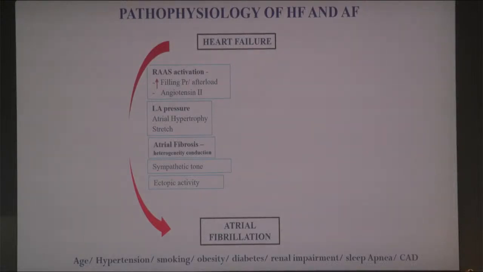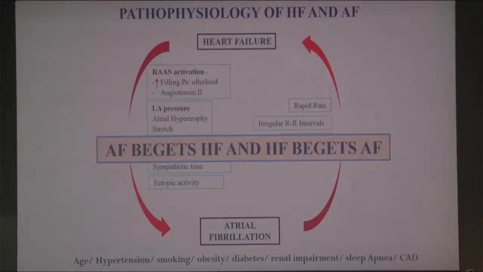So the substrate is really ripe. And then along with that, the autonomic nervous system gets activated, leading eventually to ectopic activity, and AFib can set in and usually does so. And once AF sets in, that then further leads to loss of atrial contraction, irregular filling because of irregular RR intervals and rapid rates, so there's inadequate filling, which worsens heart failure. So heart failure leads to AF, and AF leads to heart failure, giving rise to a vicious cycle. AF begets heart failure, and heart failure begets AF.